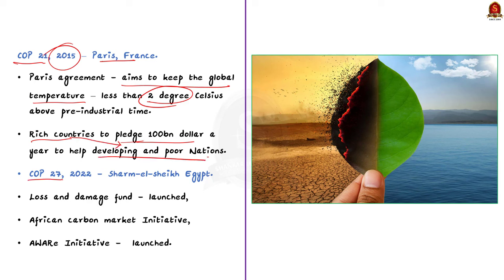Then Conference of Parties 27, which happened last year in Sharm el-Sheikh in Egypt. In this conference, the Loss and Damage Fund was launched and other significant initiatives like the Carbon Market Initiative and the AWARE Initiative were launched. So this year the Conference of Parties is going to be held in Dubai. So this is all about the discussion. Now let us move to the next topic.